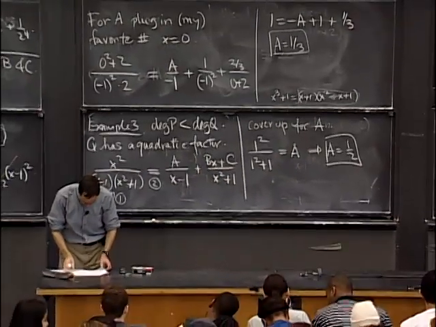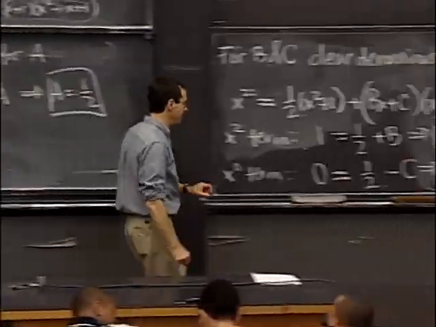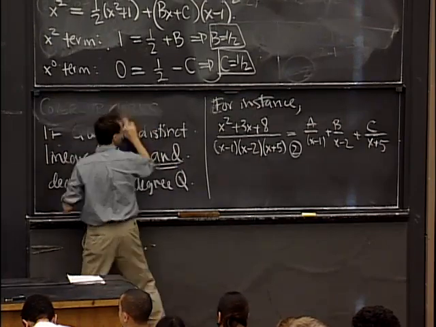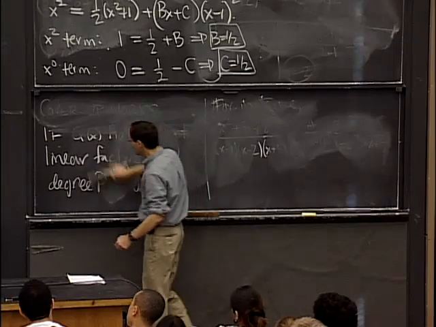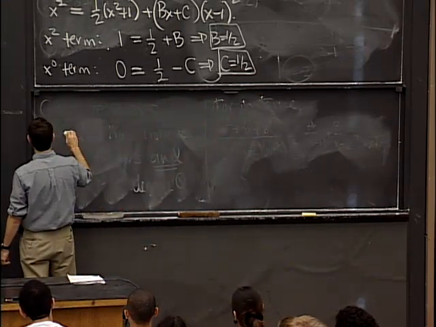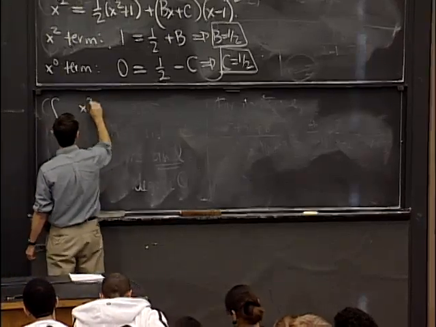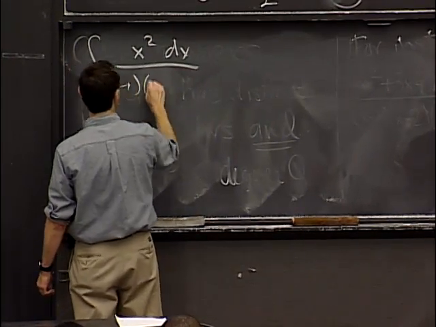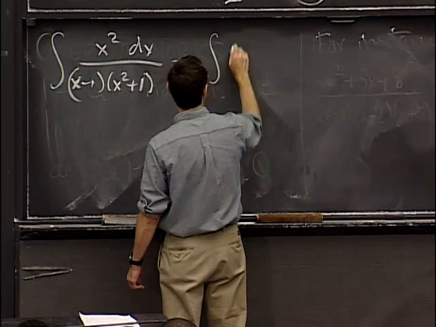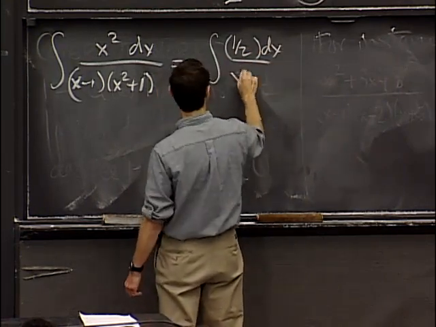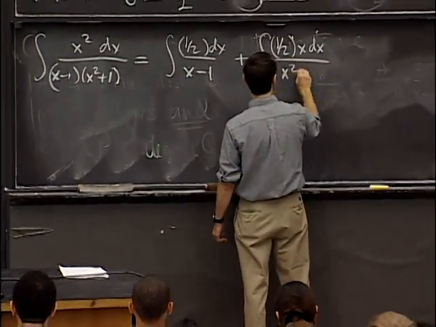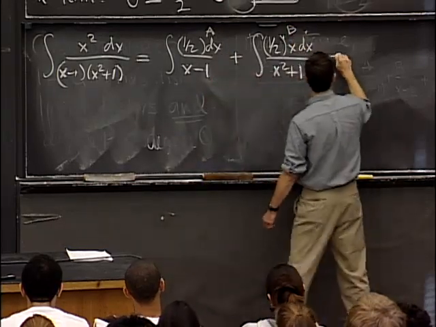Let me carry out one more example here. I figured out what all the values are, but it's worth remembering that we also have to carry out the integration. What I've just shown you is that the integral of x squared dx over x minus 1 times x squared plus 1 is equal to, and I've split it up into these pieces. What are the pieces? A half over x minus 1, plus a half x over x squared plus 1. This is the a term, this is the b term, and then there's the c term.